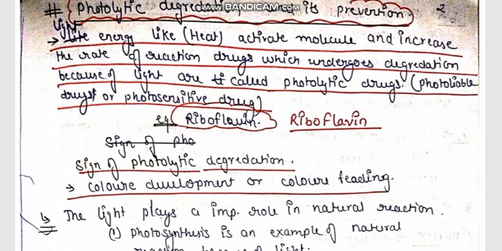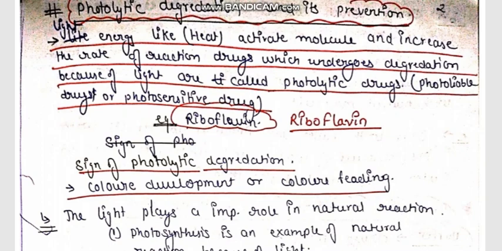Generally, such products are stored in amber colored glass bottles or plastic bottles because amber color is less sensitive to light, and it protects the photolabile product or molecule from degradation. An example of a photolabile molecule or drug is riboflavin.